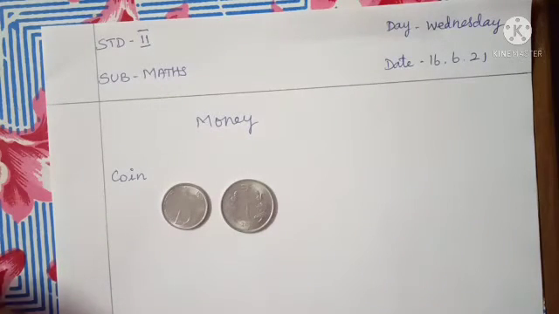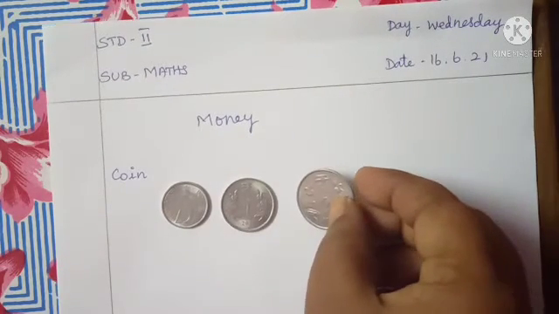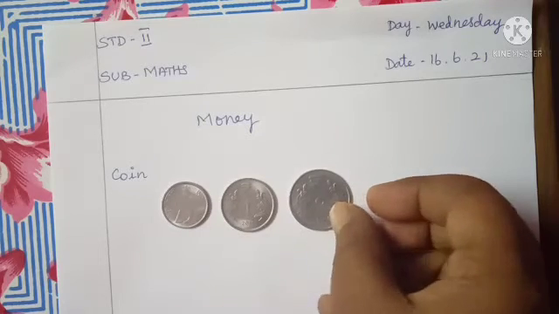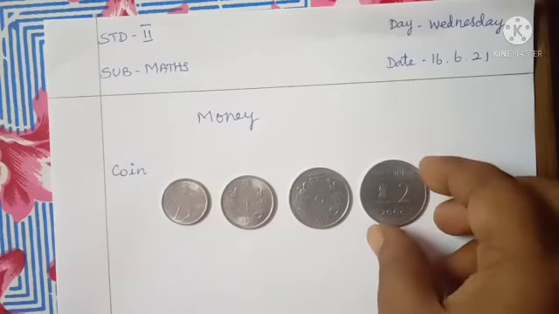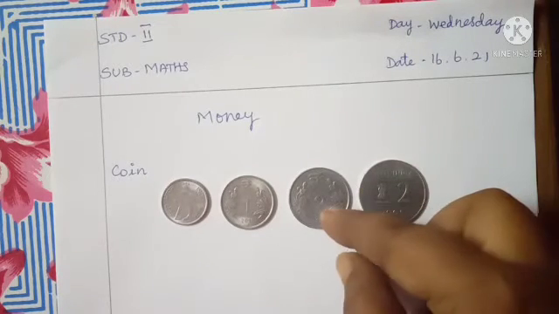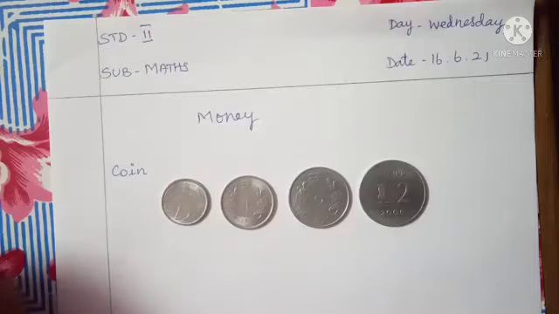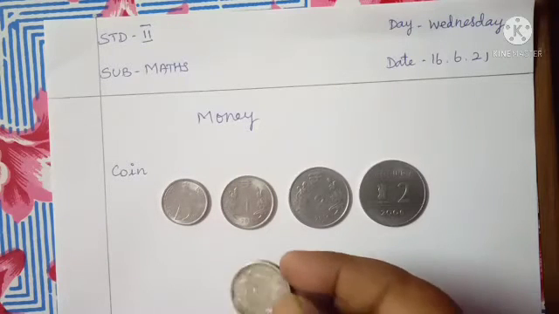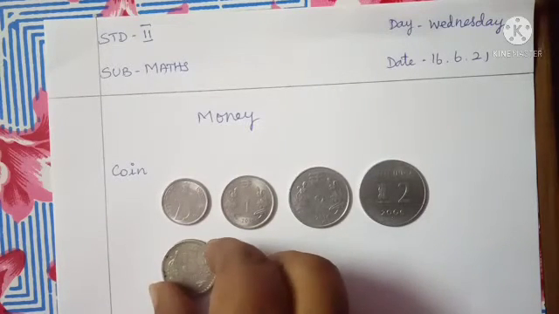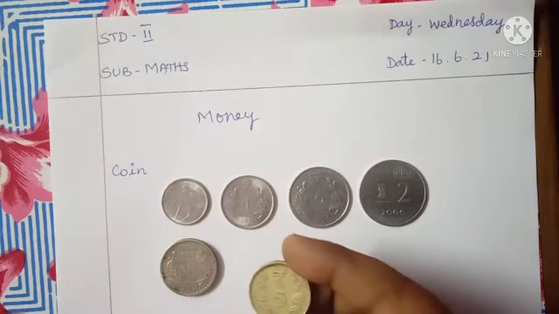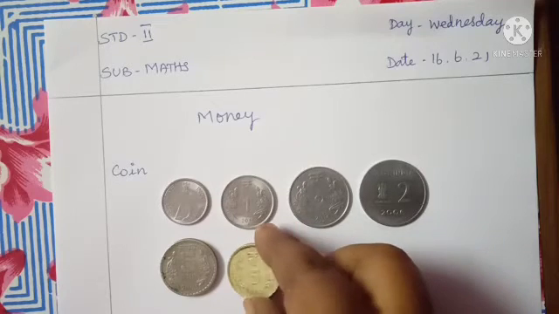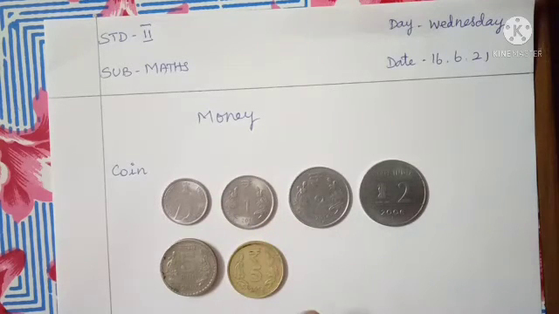Then the next one is the 2 rupee coin. This is the new version of the 2 rupee coin. Before, the 2 rupee coin was big in size, but this is the small size. The same goes for the 5 rupee coin. This is the old one, but the new one has this color. So this is the new version of the 5 rupee coin. These are used in real life.